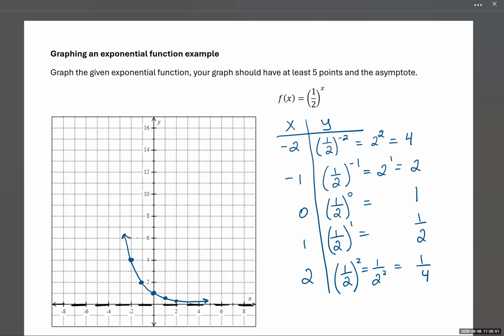Do not cross your horizontal asymptote. The graph does not cross or touch this horizontal asymptote.